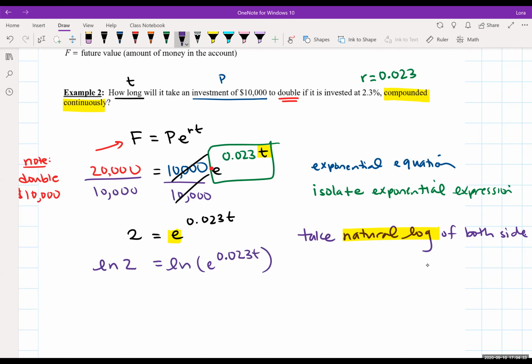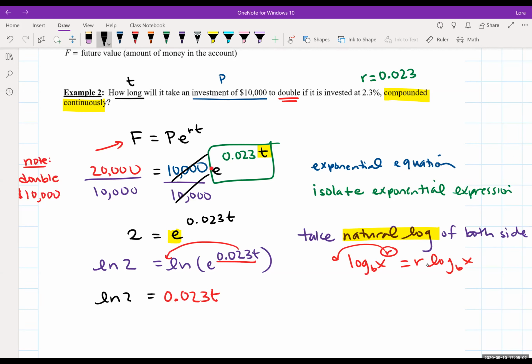And anytime you take the natural log of both sides, the next property that goes hand in hand is what happens when you have log base b of x with an exponent in your argument. Remember, the idea is to move that exponent so that it's the coefficient of your logarithm. And so that's exactly what we're going to do. We're going to take this part, put it in the front. So we have 0.023t, and then rewrite everything we have not used: natural log of 2 and natural log of e.